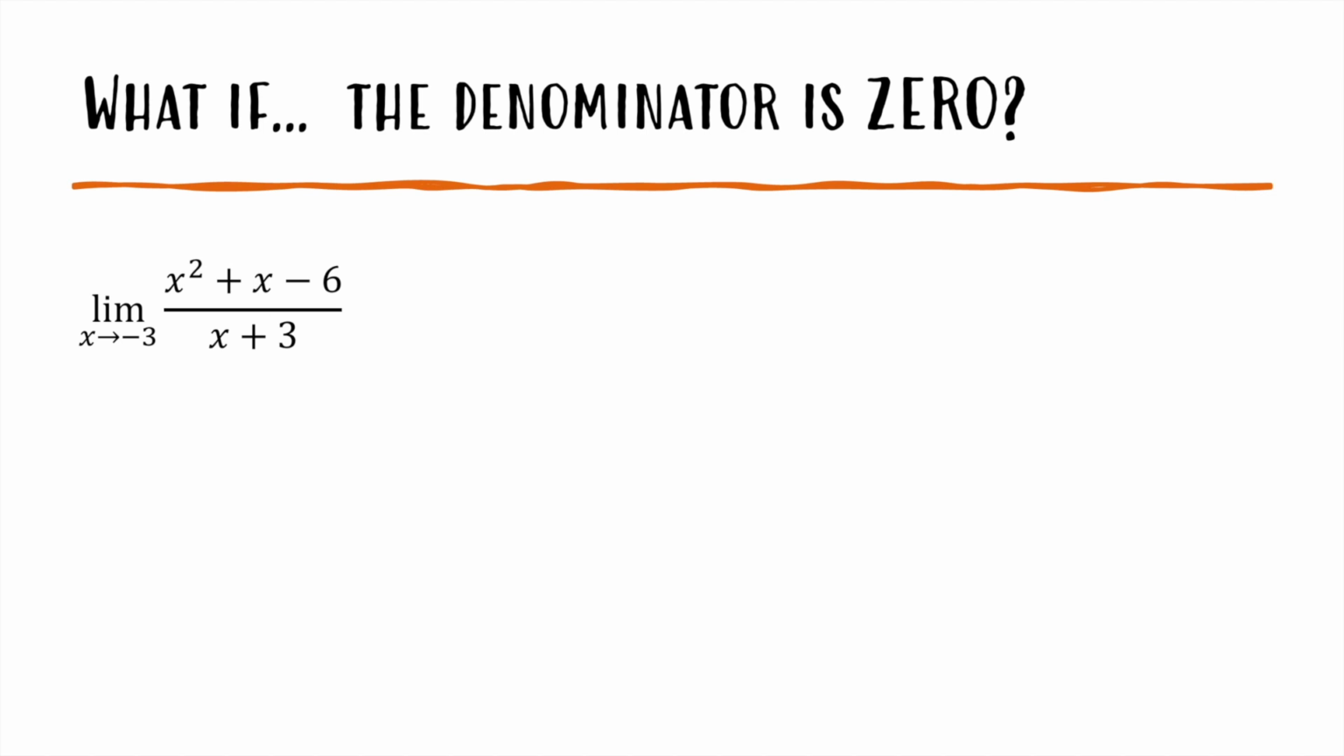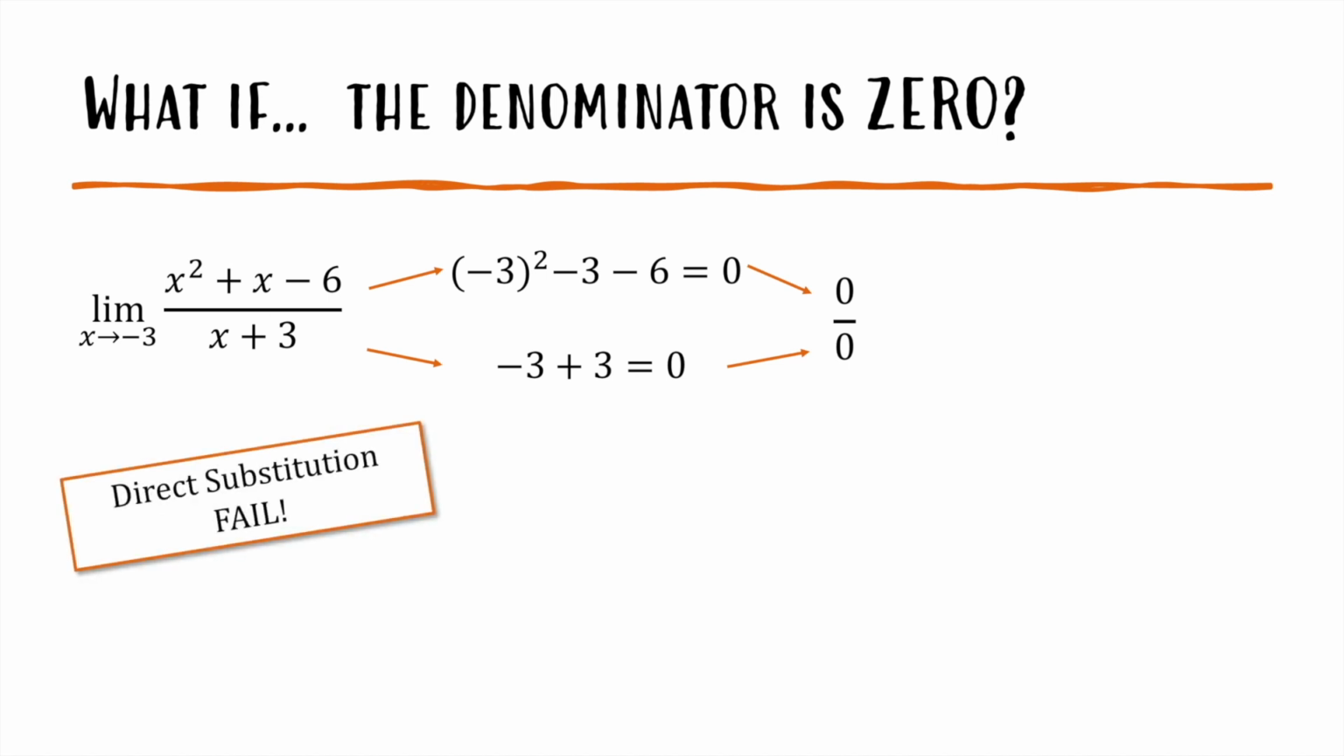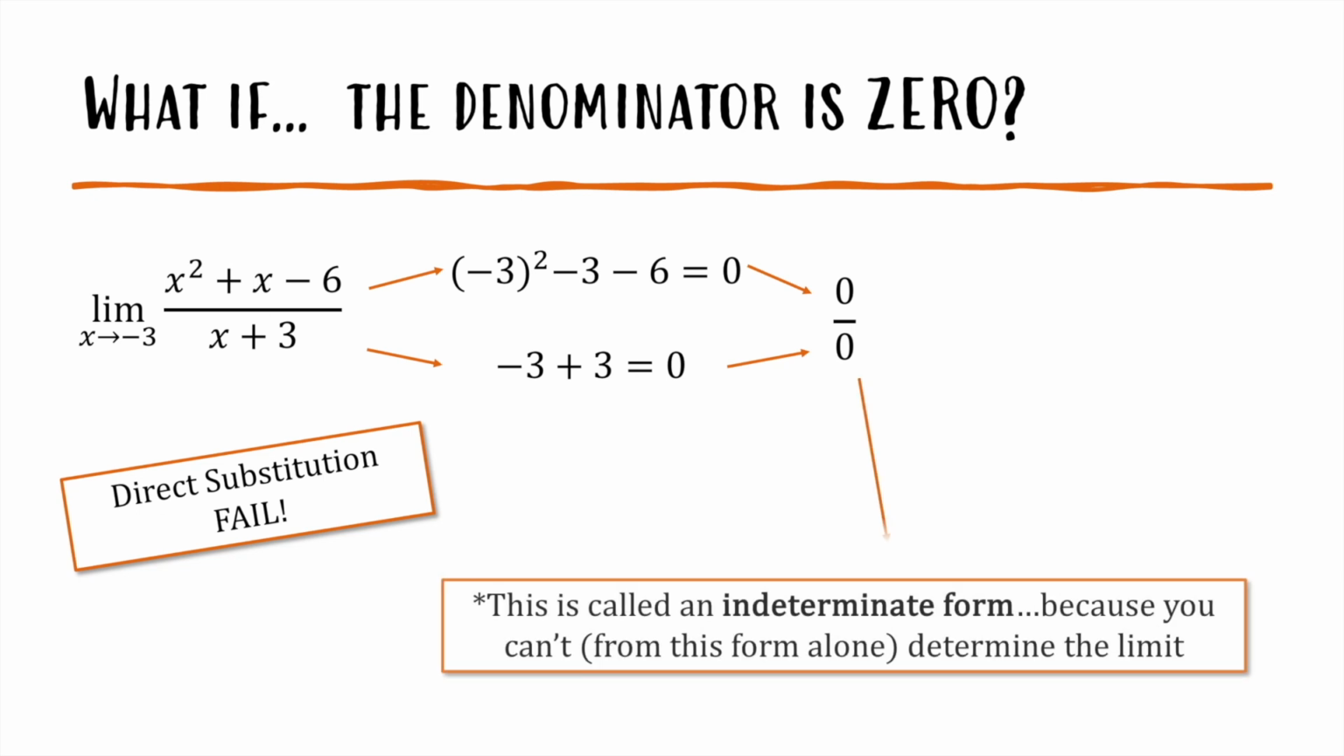Now, what if the denominator is 0? So you see this problem, and the first thing you try is direct substitution. So if you plug in 0 to the top, you get 0. If you plug in 0 to the bottom, you also get 0. So you've got this 0 over 0 thing going. That's a direct substitution fail. This is called indeterminate form because you can't, from this form alone, determine the limit.